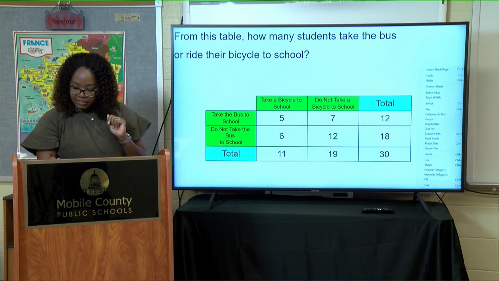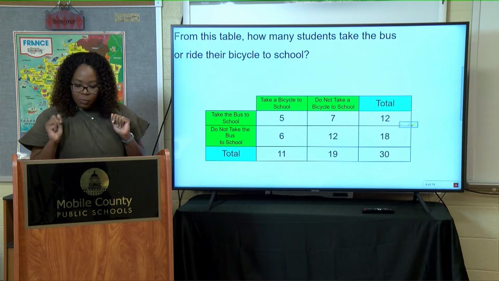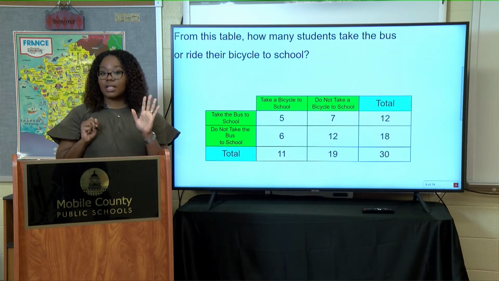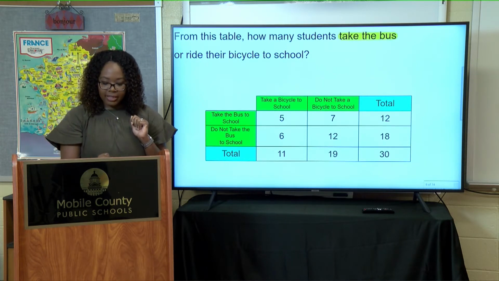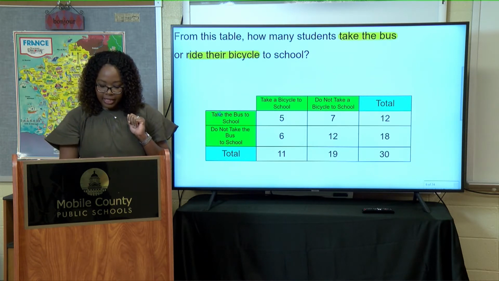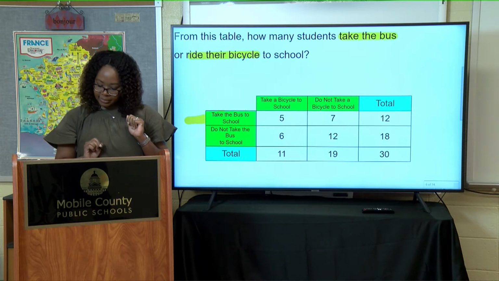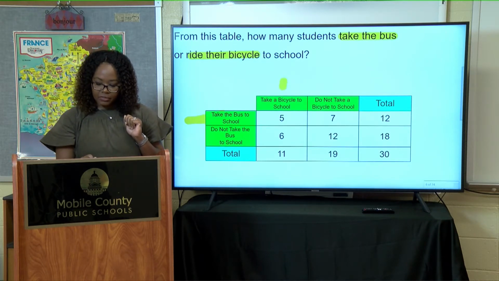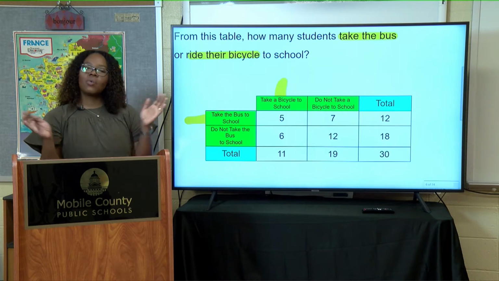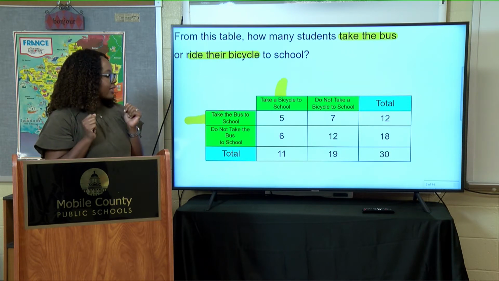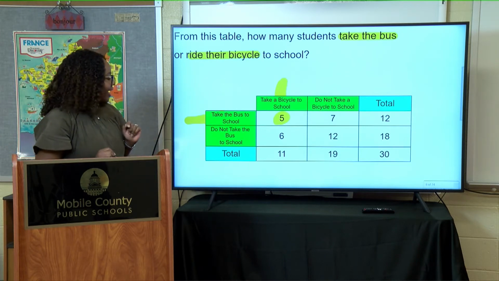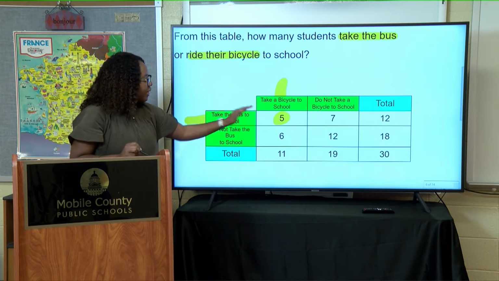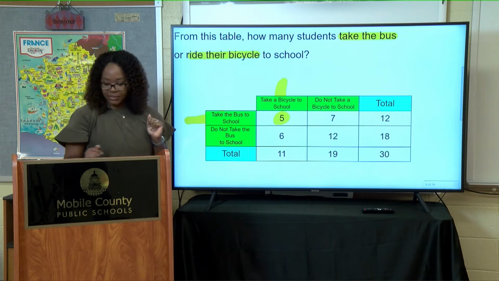But first, let's identify what information we're looking for within the columns and the rows. So it asks how many students take the bus or ride their bikes. So here is the row for taking our bus, and here's the row for riding our bikes. Where do the two pieces of information intersect? If you answered 5, you're absolutely correct. 5 students take the bus to school and ride their bike to school.